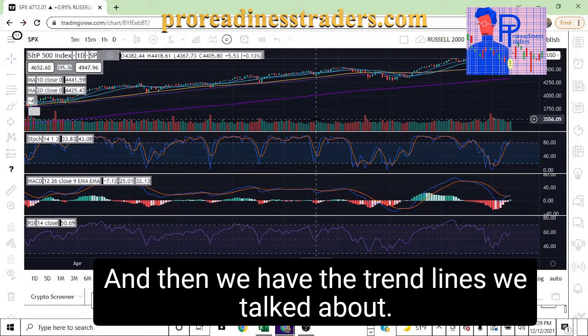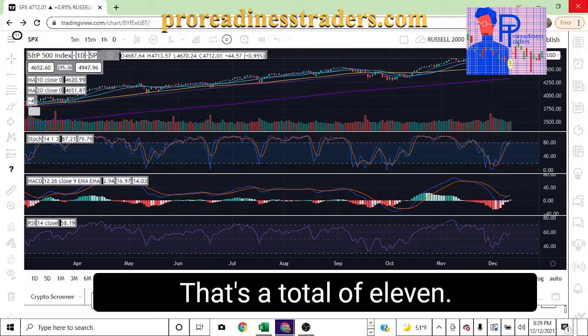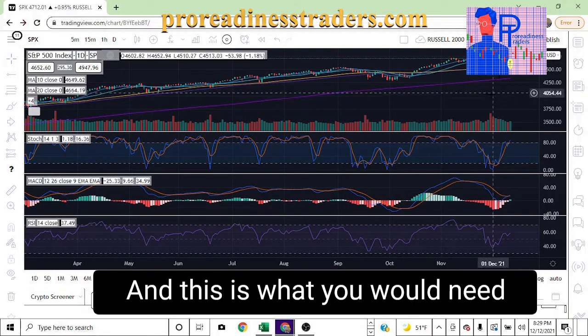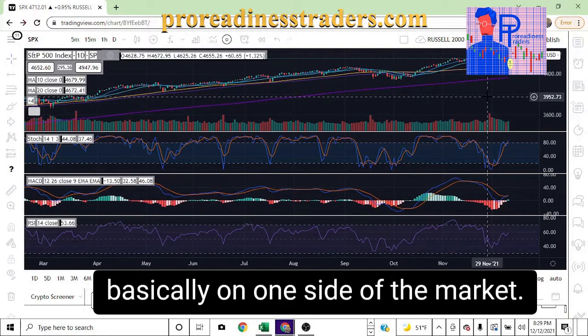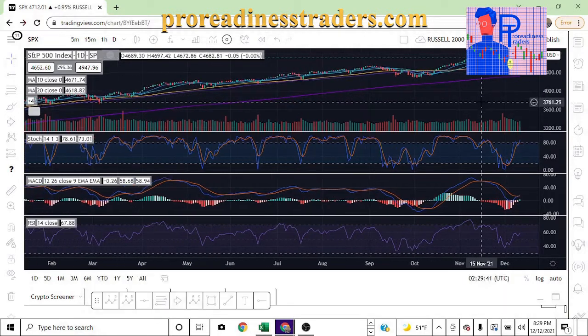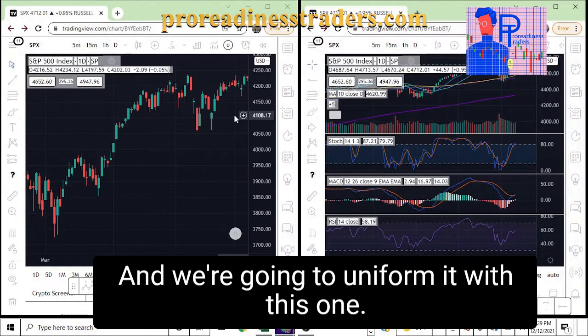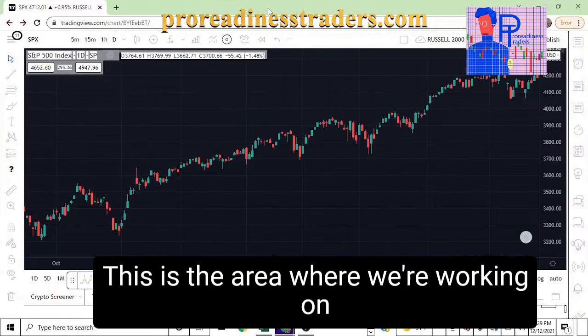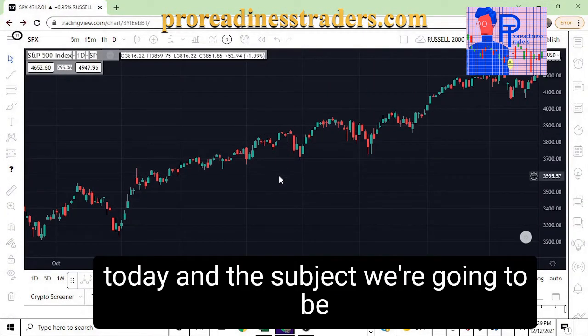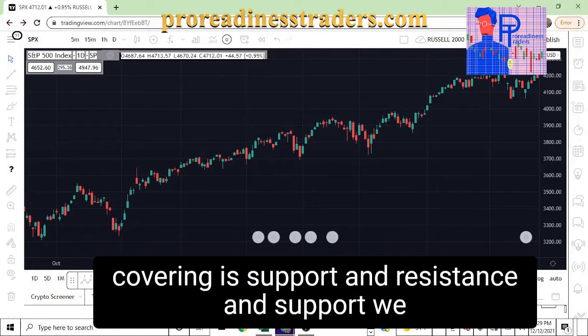And then we have the trend lines we talked about. That's a total of 11. And this is what you would need basically on one side of the market, one window, right? And we're going to uniform it with this one. This is the area where we're working on today. And the subject we're going to be covering is support and resistance.